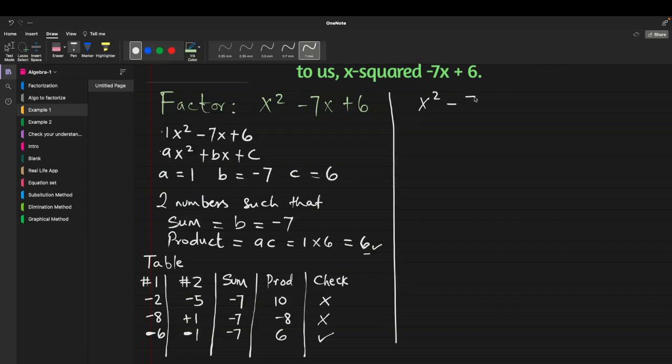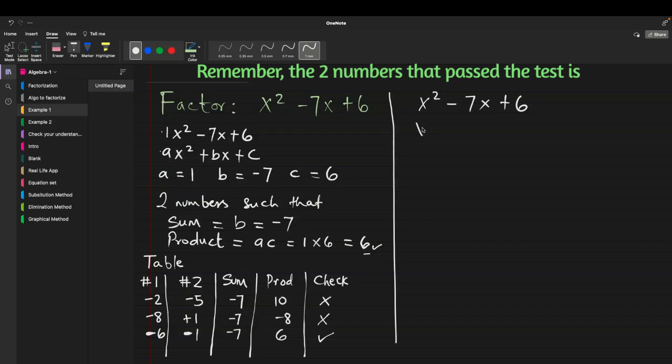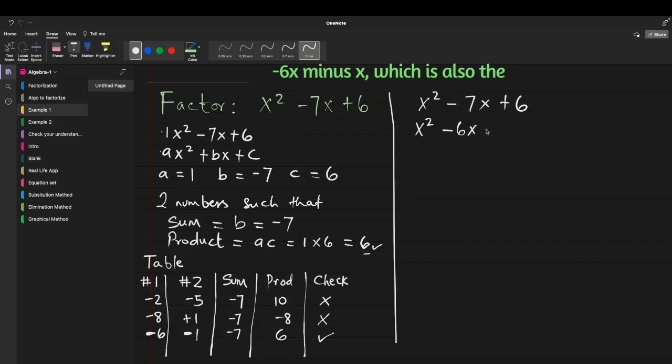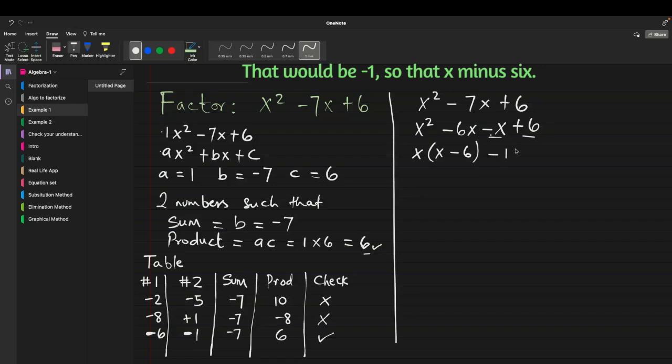x squared minus 7x plus 6. Remember, the two numbers that pass the test are minus 6x and minus x, which is also the same as minus 1x plus 6. So what is the greatest common factor between these two? That would be x minus 6. What's the greatest common factor between this and this? That would be minus 1. So that's x minus 6.